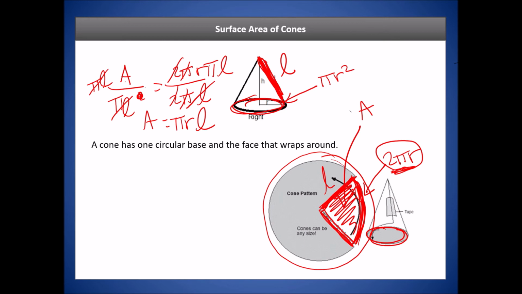It's the area of the bottom, which is pi r squared, plus the area of the part that wraps around the cone, pi r L. And here is the surface area of a right cone as we derived it: pi r squared plus pi r L, where L is the slant height of the cone.